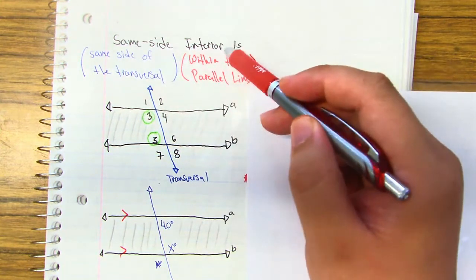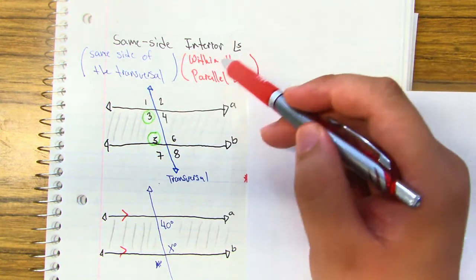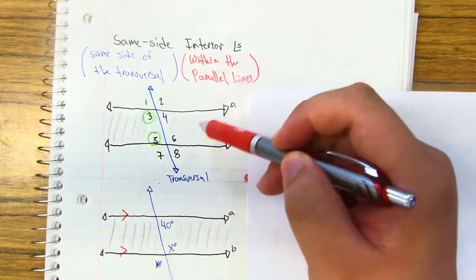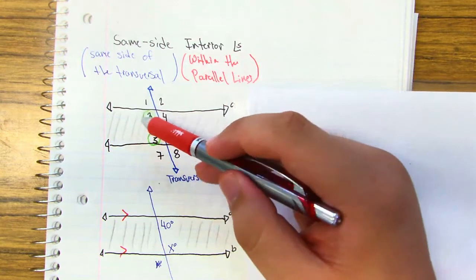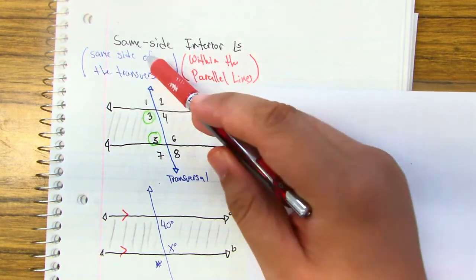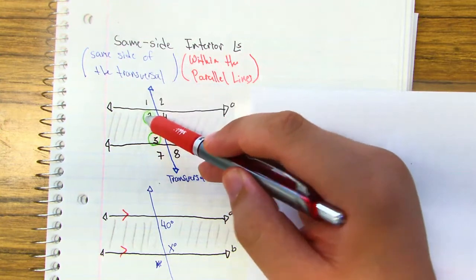And interior angles, once again, it's very similar. It's just within the parallel lines. Here, for example, to give you the angles you're focusing on, which are 3, 4, 5, and 6. The same side angles are 3 and 5.